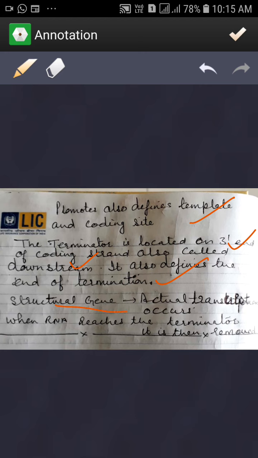So the structural gene is where the actual transcription occurs. When RNA reaches the terminator, it is removed and it forms the messenger RNA.